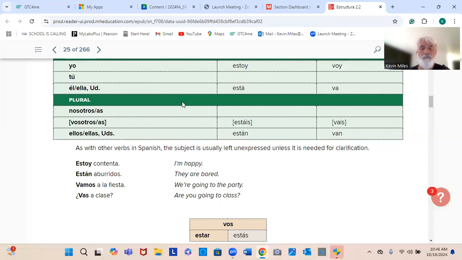Okay, now, again, they tell you you don't need to use the subject pronoun. For example, I am. You don't have to say yo estoy. You can just say estoy. Estoy only means I am. Estamos only means we are. Now, here's some examples.